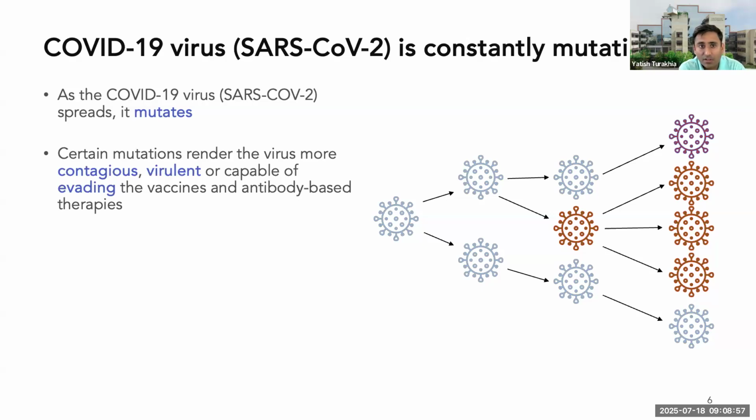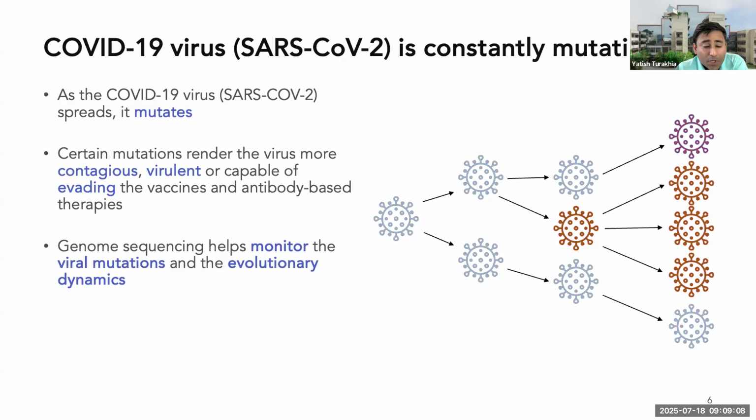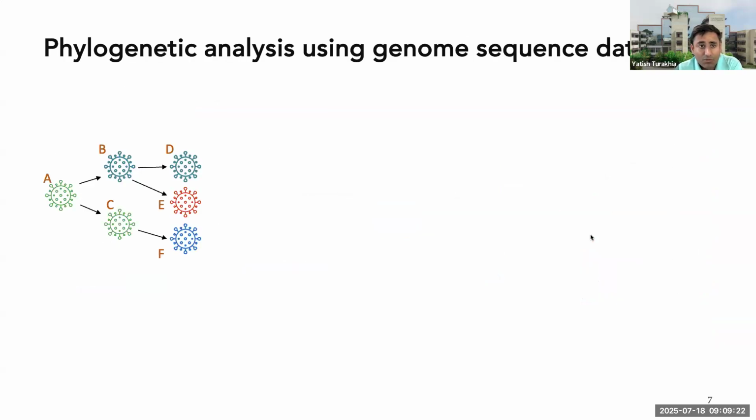Certain mutations may render the virus more contagious, virulent, or capable of even evading vaccines and certain antibody-based therapies that we have developed. So basically, the technology that I just mentioned, genome sequencing, that's the technology that would help us to monitor how this virus is changing and its different evolutionary dynamics as well. So for that, let me now introduce the other term that I used in my title slide. That's that of phylogenetics.